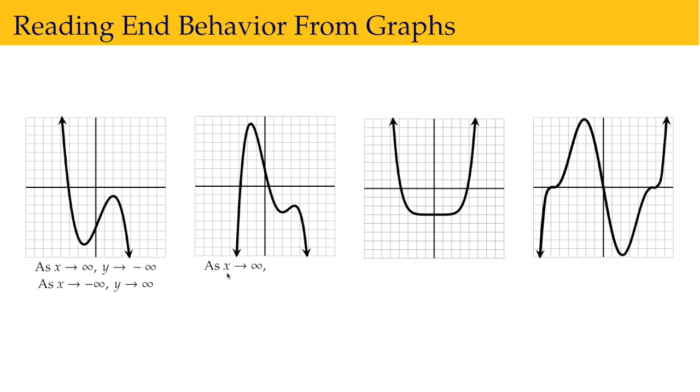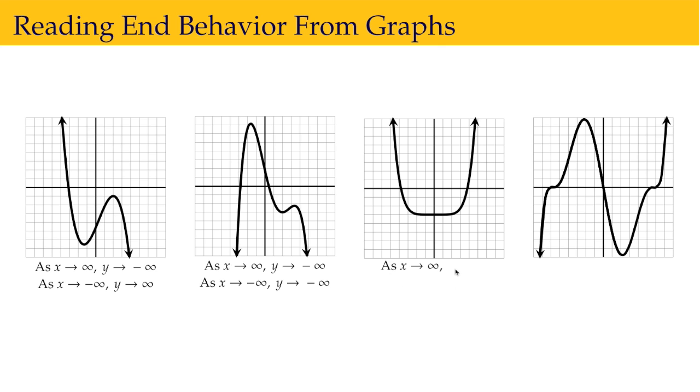Our second example here, on the right end, as x goes to infinity, so that's my right end, y goes to negative infinity. I'm going down and down. Notice here my left end is also going down and down. So as x goes to negative infinity, y goes to negative infinity. Notice here my ends went in opposite directions. Here they went in the same direction. You can have either one of those. It does tell you something about the degree of the function, which we'll get to in a minute.